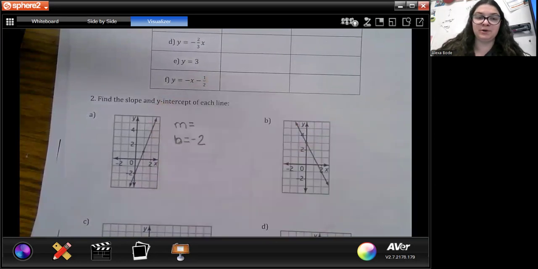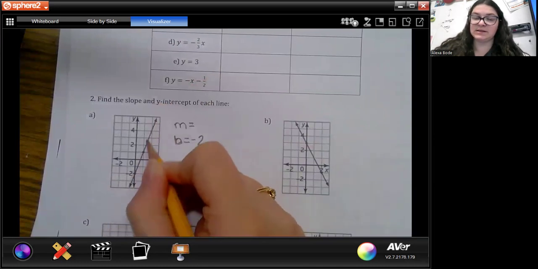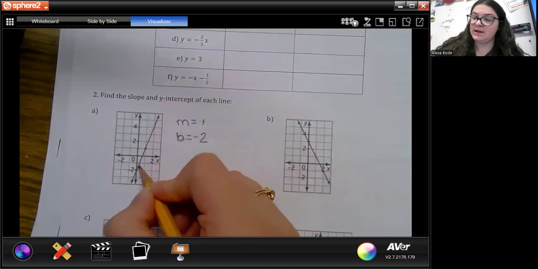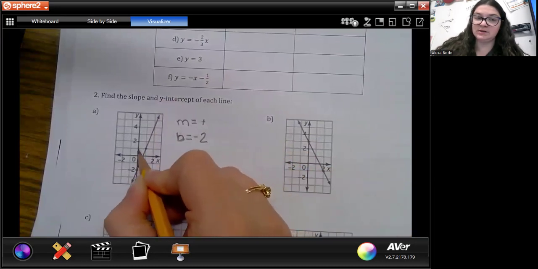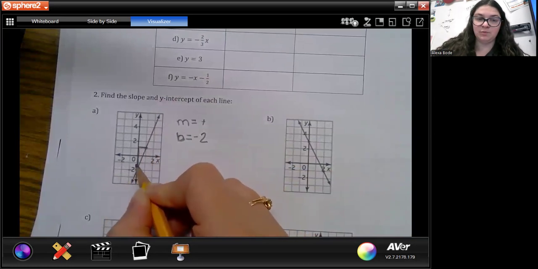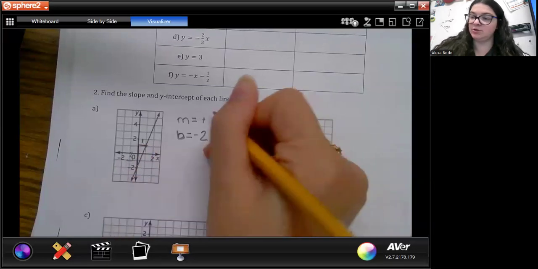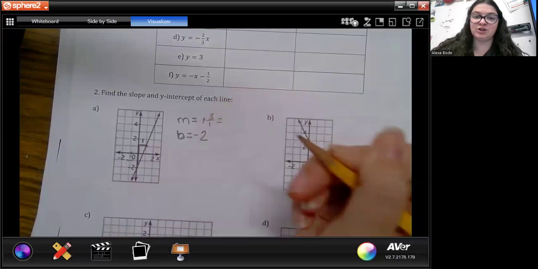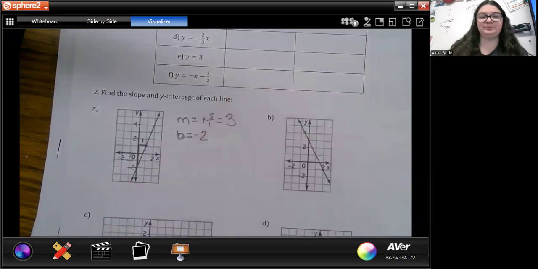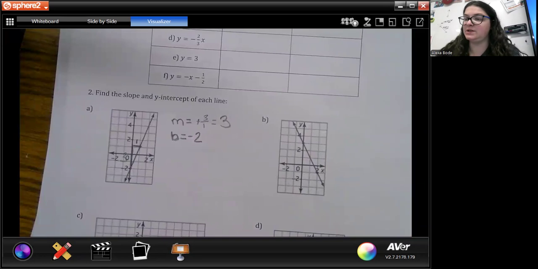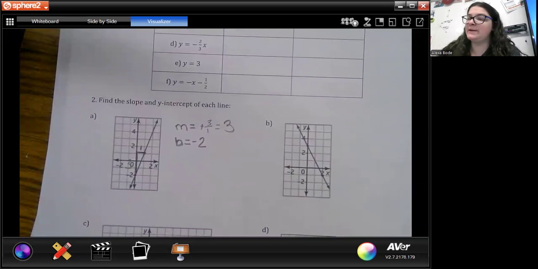And then my slope is, this is a positive line, so my slope is going to be a positive number. And I need to do my rise divided by my run. And so it went up 1, 2, 3 over 1. So 3 over 1, which 3 divided by 1 is equal to 3. I'm pretty sure this was actually the exact same line as the one we did on the worksheet from Wednesday.